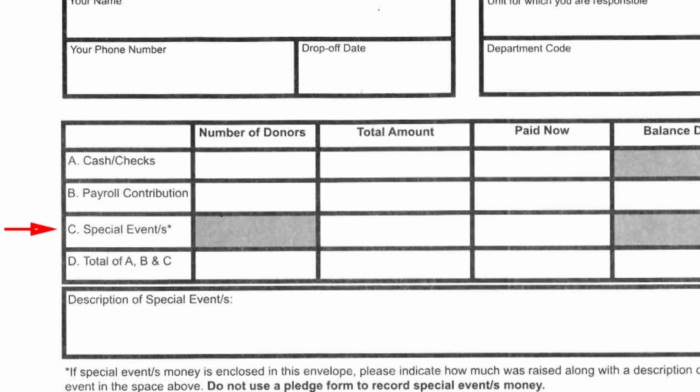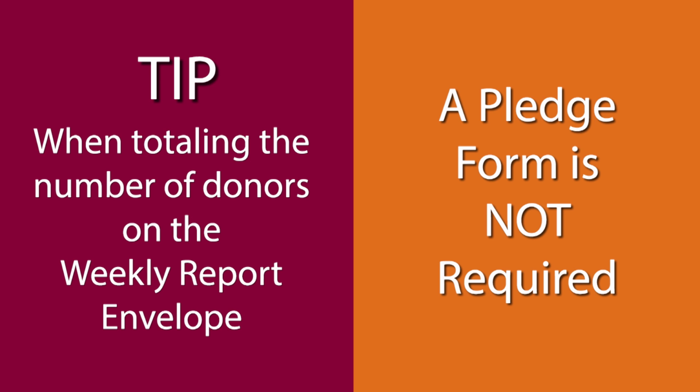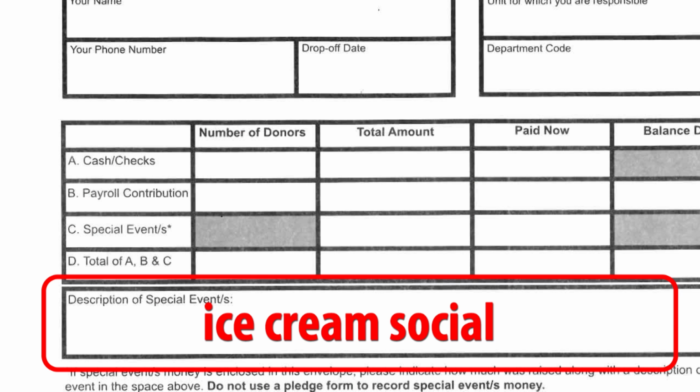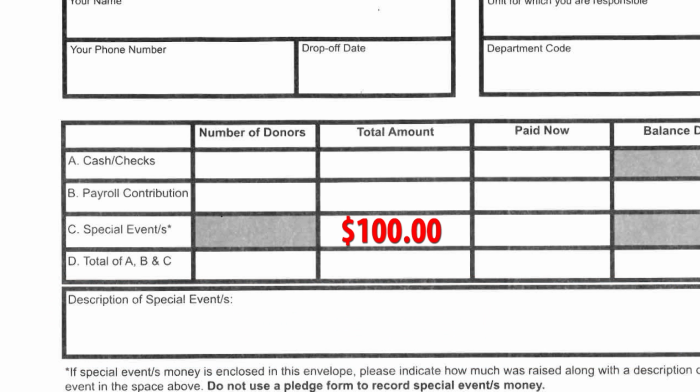Keep in mind the special events row is the entire total of the amount your department raised for the special event. You do not need a pledge form for donations raised at events, but you do need to fill out the box located under row D that says Description of Special Events. So let's say your department raised $100 at a special event. You would put that in row C under Total Amounts.